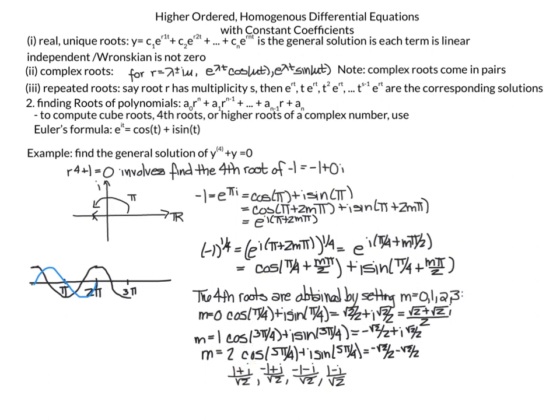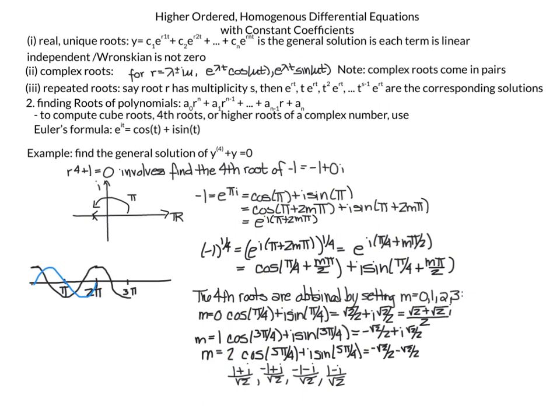M equals 1 is fairly straightforward. Plugging in m equals 1, you get cosine of 3 pi over 4 plus I sine of 3 pi over 4, which is negative square root of 2 over 2 plus I square root of 2 over 2, which is this expression here, negative 1 plus I over square root of 2.